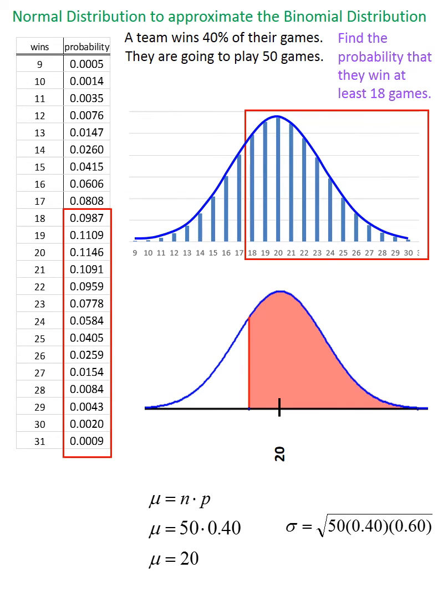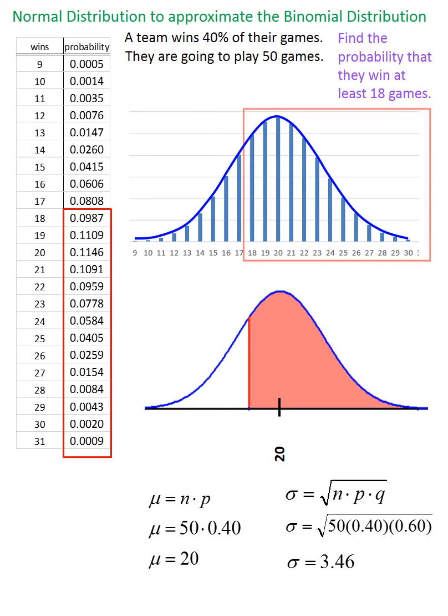For standard deviation, the calculation is a little bit more involved, but it turns out that we can compute the standard deviation by just taking the square root of the number of games, n, times the probability of winning each game, p, times the probability of losing any given game, or 60%, also known as q.